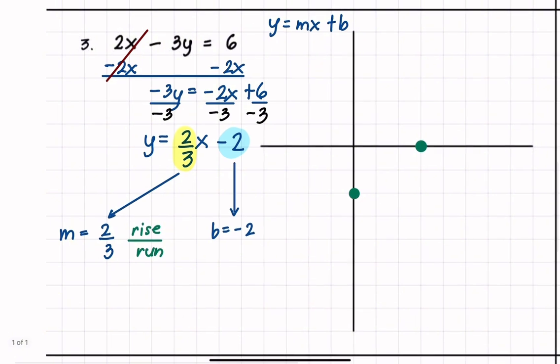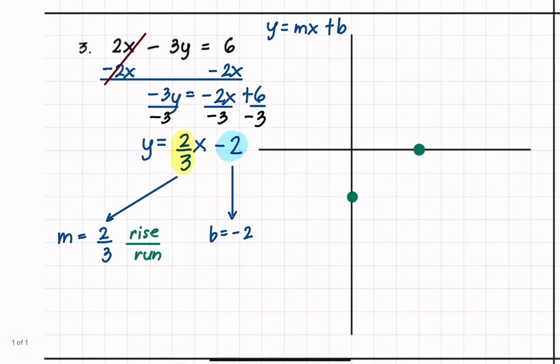Okay, doing the rise over run again, we go up 2 and then go 3 units to the right. So from this point, we're going to do rise over run again. We have 1, 2, and then 3 units to the right. 1, 2, 3. So this is our next point.